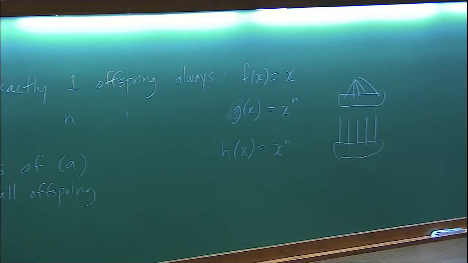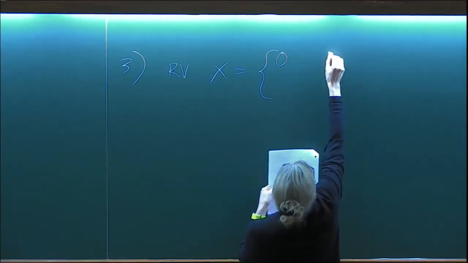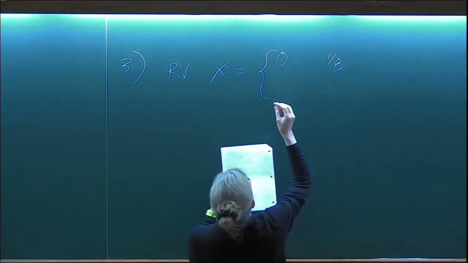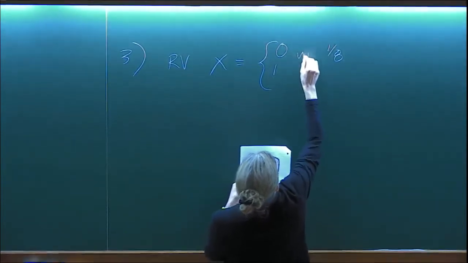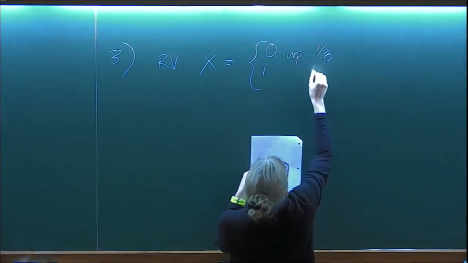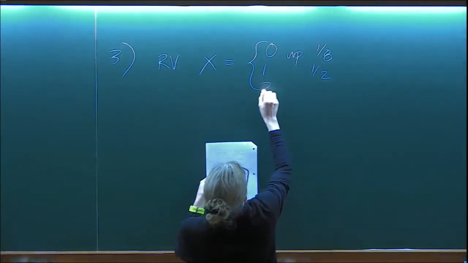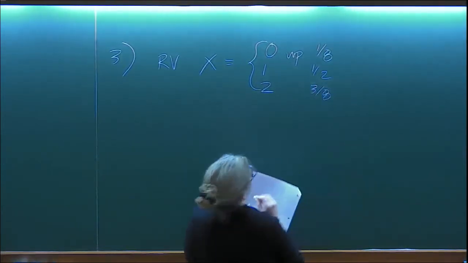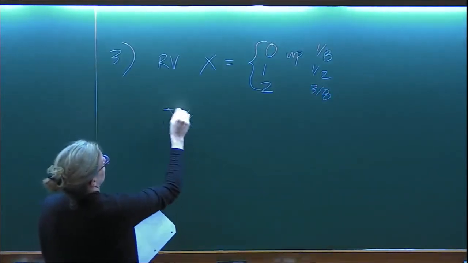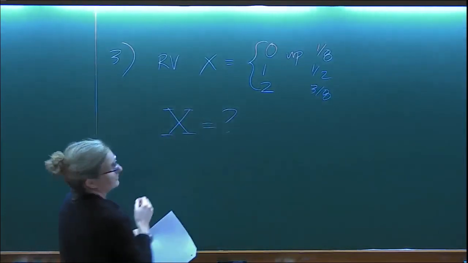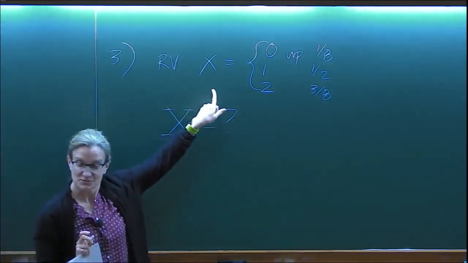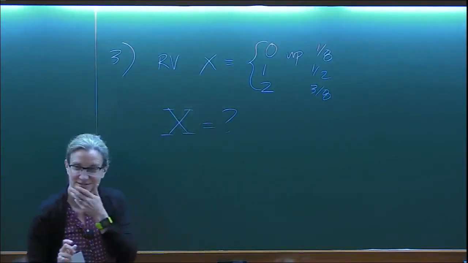Last bit of review though. Part 3. I've got a random variable x with the following probability mass function. 0 offspring with probability 1/8. 1 with probability 1/2. 2 with probability 3/8. What's the probability that a branching process in which every individual follows this goes extinct?